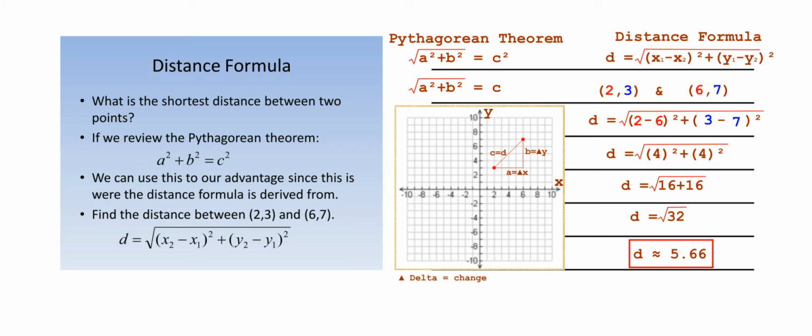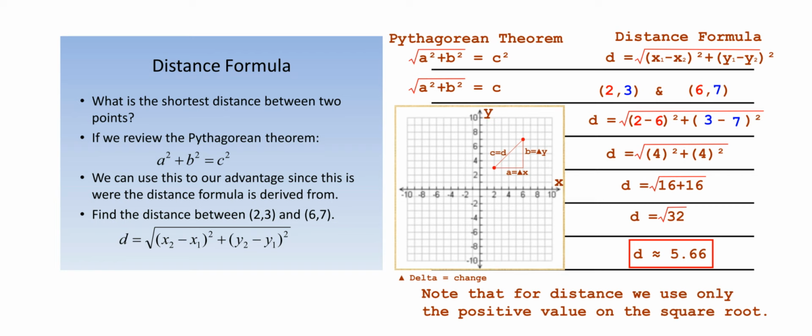Remember, it's a distance. So for distances, you don't have a plus or minus, even though it's a square root. You only think about the positive distance. So once again, note that for distances, we use only the positive value of the square root, so we don't have to worry about putting a plus or minus in this case.